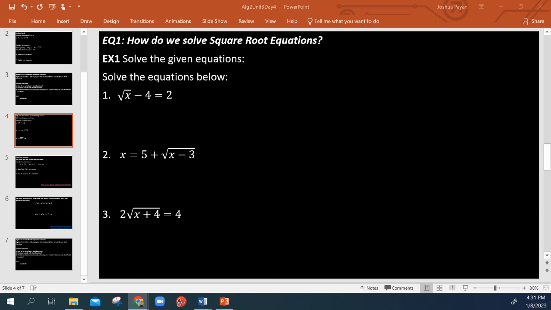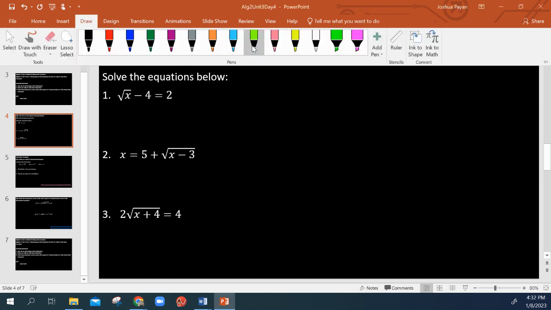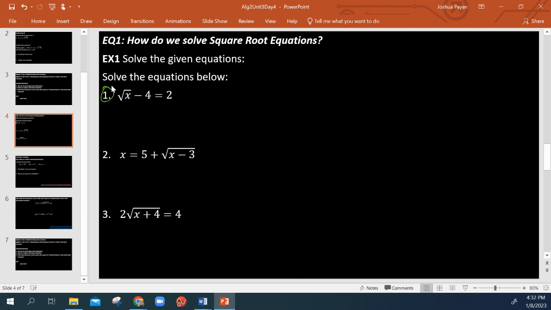Okay, so this is going to be the first video for Unit 3, Day 4 of Algebra 2. In it, we're briefly just going to discuss how to solve square root equations. Not going to take long at all to get the hang of this, just because it's just basic algebra. There is one little catch here, and you'll see that here in our second example. Okay, so first example we've got here, number one.